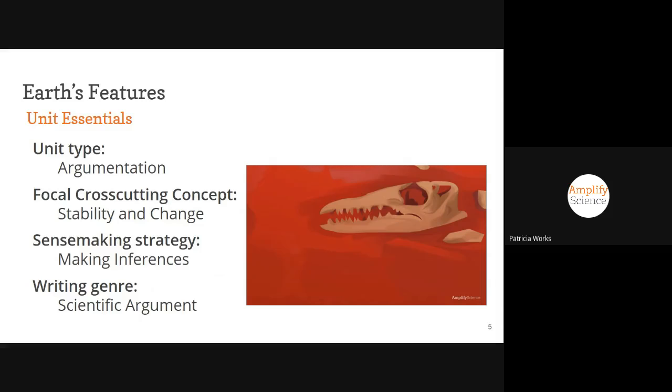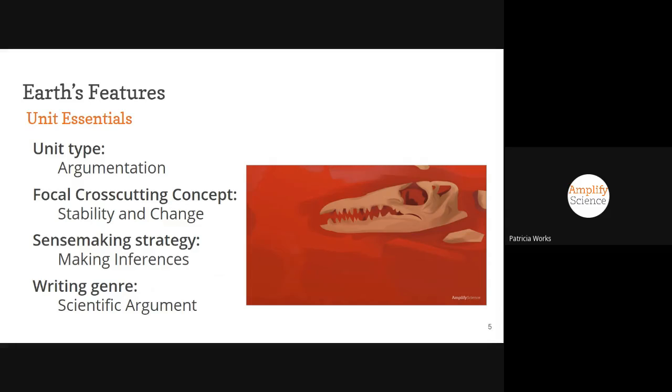Every Amplify Science elementary unit also includes a focal sense-making strategy, which students leverage as they read and also during investigations. This unit's sense-making strategy is making inferences. Students make inferences about what they think has caused different rock formations to erode, and they then explore erosion in text and in the simulation.